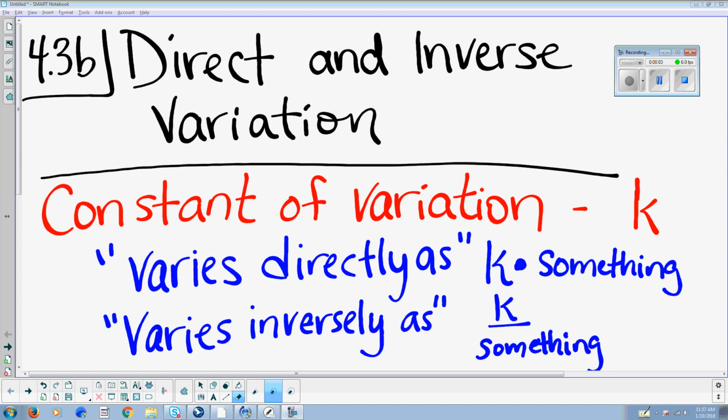Okay, we're going to take a set of notes on direct and inverse variation. This is lesson 4.3b from Hawk's Learning.